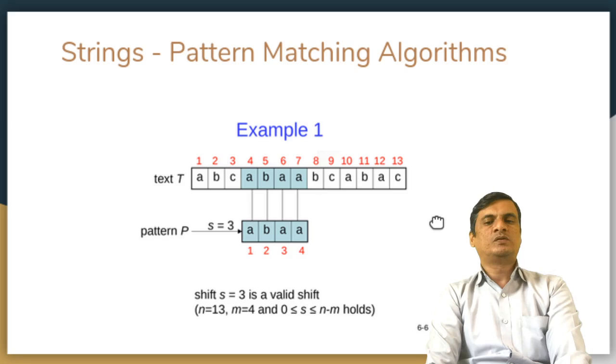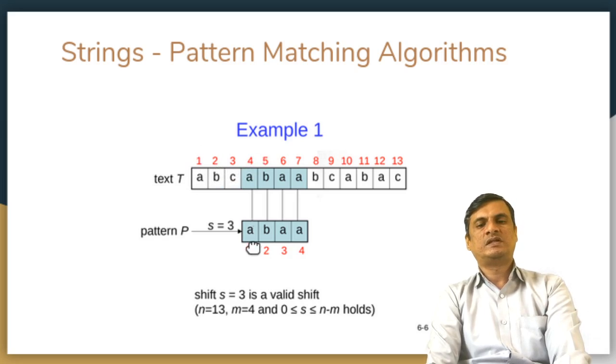But this is not the only example. In the earlier example, we found the substring's presence at the very last. But if it is in between, we say that the string is found at position 3 if the index starts with 0. If the index starts at 1, then we say that the substring is found at position 4.